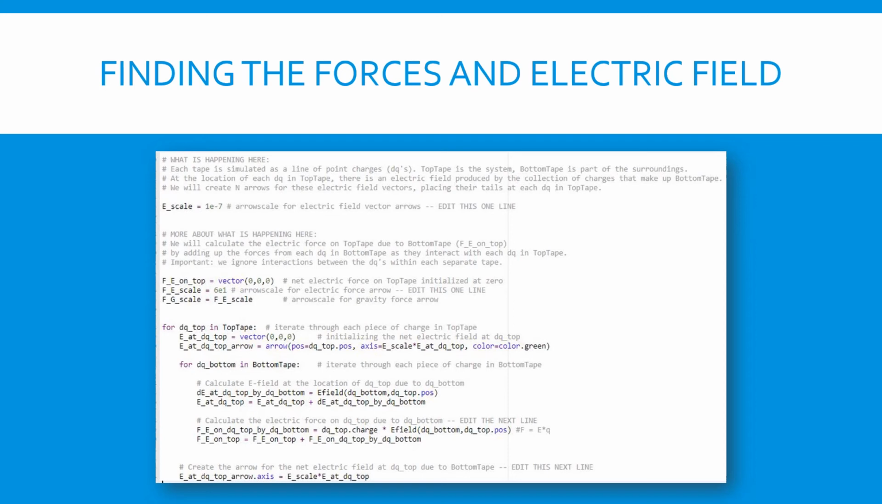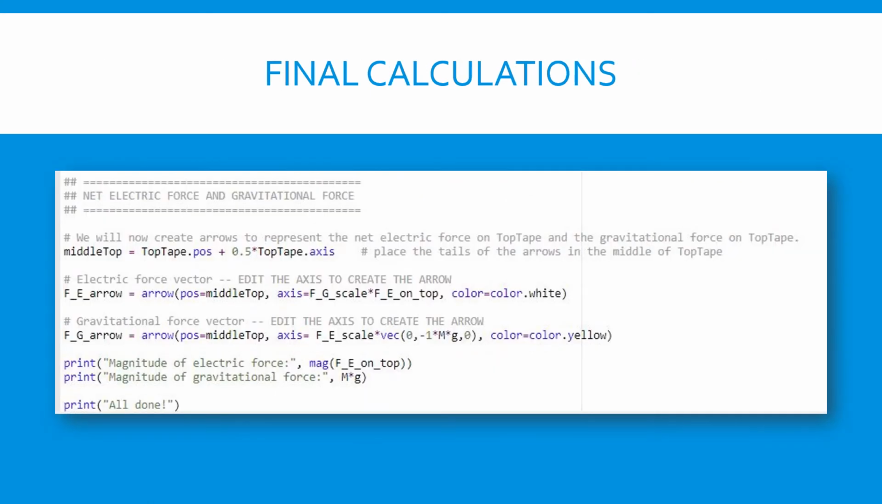As you can see, the for loops make it so that each point charge has its own electric field arrow, so you can see the entire electric field, which you'll see in green. This part finishes up everything that you saw in the previous part. So you calculate the final electric fields, and then this part creates the arrows. At the bottom it prints the magnitude of the electric force and the gravitational force, and then the white arrow that you'll see in the next slide is the electric force, and the yellow arrow is the gravitational force.